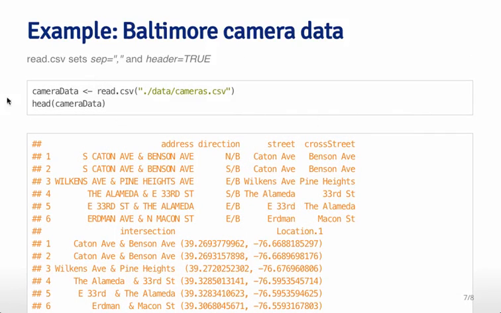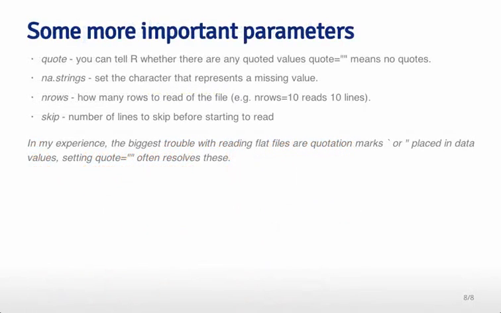You can also use read.csv in the case that you have a CSV file. It automatically sets sep equal to quote, comma, quote, and it automatically sets header equal to TRUE. So if you have a CSV file, which is one of the most common flat file formats that you'll see for data, you can use the read.csv command.